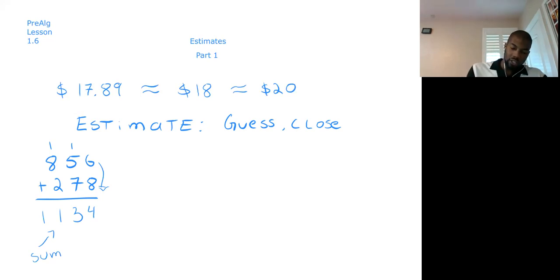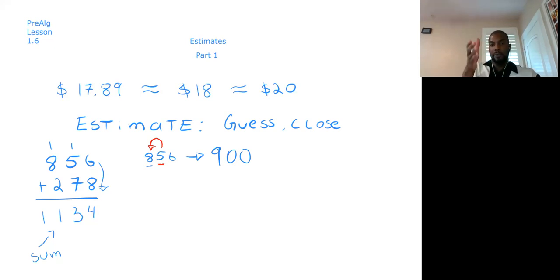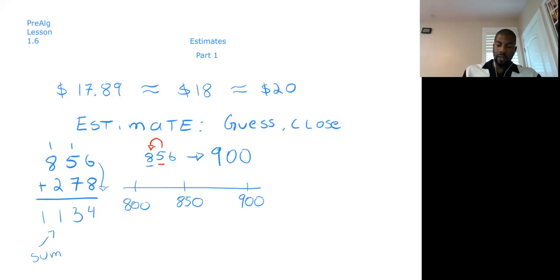An estimate would be to change 856 into its closest hundred number. And why did I pick the hundreds? Well, for estimates, you just want to pick the largest possible number that's reasonable. And the largest possible number that's reasonable is this 800, right? But because the place next to it is a 5, that changes that 8 to being closer to a 900 than it is to 800, right? It's already crossed the 50 mark if we were on a number line. Here's 850. Here's 900. Here's 800. 856 is right here, and it is closer to 900 than it is to 800.